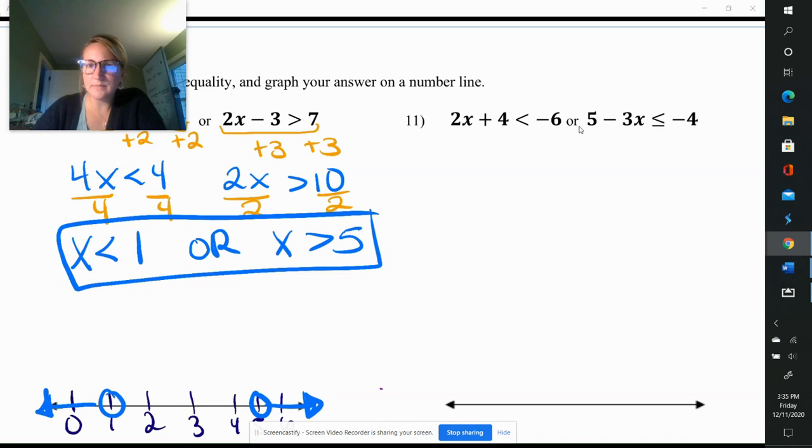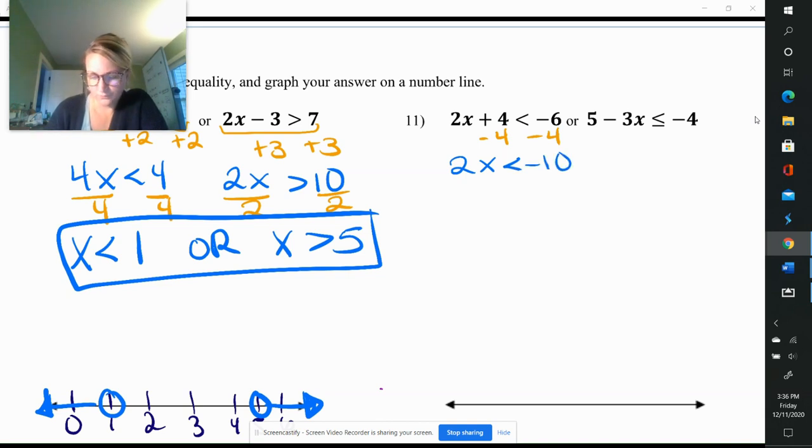Okay, for 11, same thing. Solve the 2 parts of the inequality separately. So first we'll solve the left one. Two times x, so divide by 2. We get x is less than -5. For the right inequality, we first want to deal with that +5, so we're going to subtract it first.